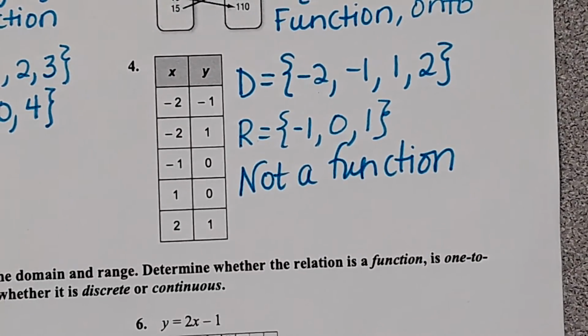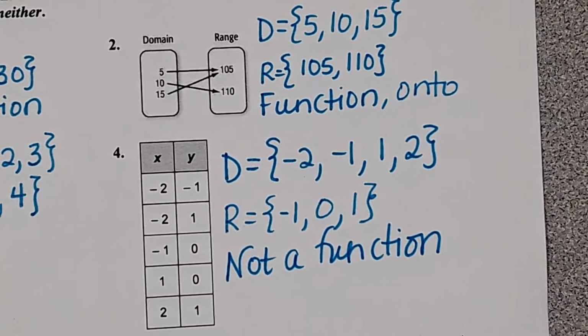And then that's it. You can write neither, but you don't have to. Once you write it's not a function, then you don't have to write neither. We did it yesterday, but that's not something that you're going to lose points on. You lose points on it if you wrote it's a function and didn't write that.